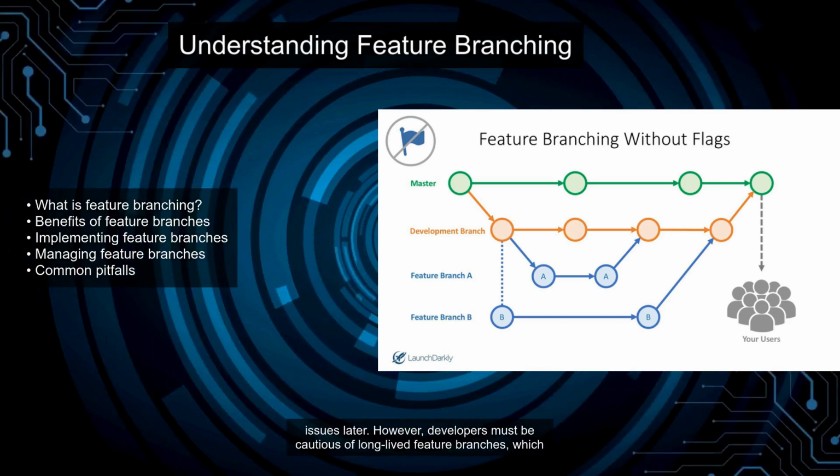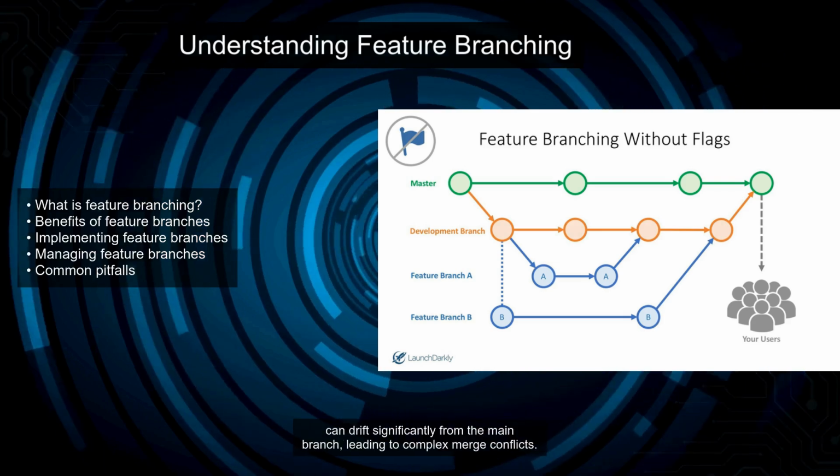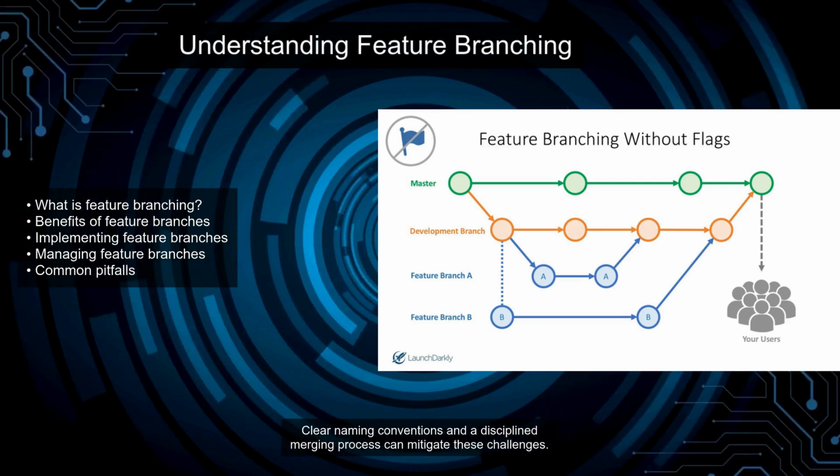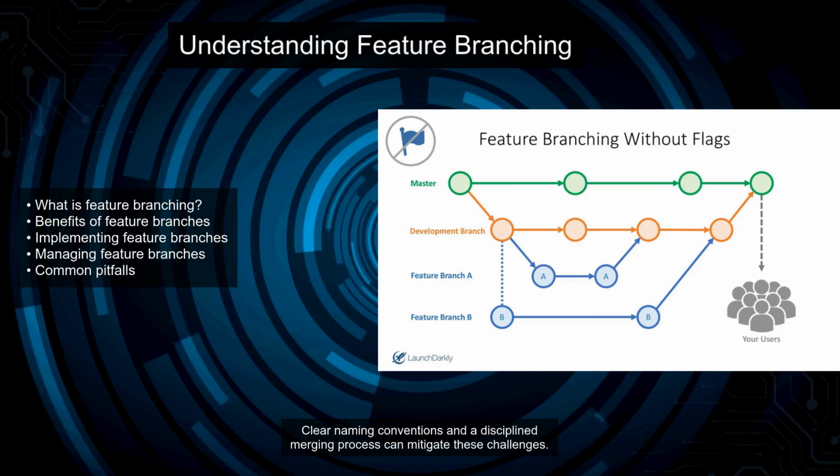However, developers must be cautious of long-lived feature branches, which can drift significantly from the main branch, leading to complex merge conflicts. Clear naming conventions and a disciplined merging process can mitigate these challenges.